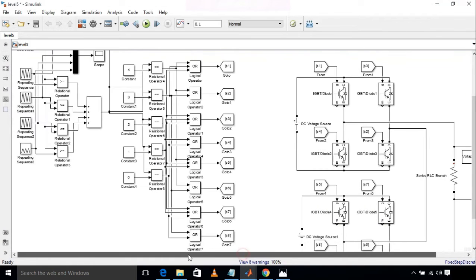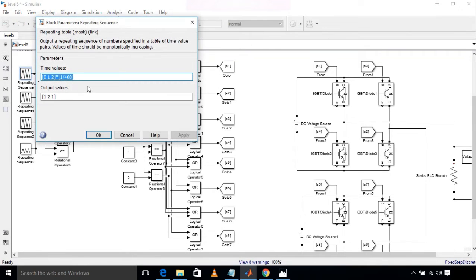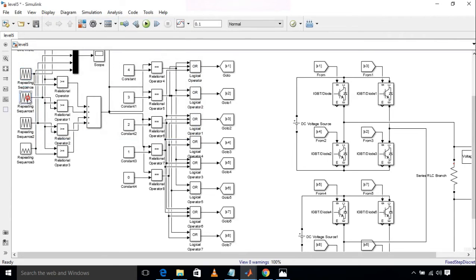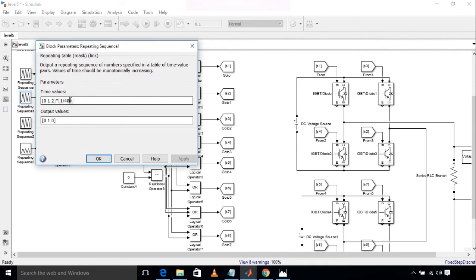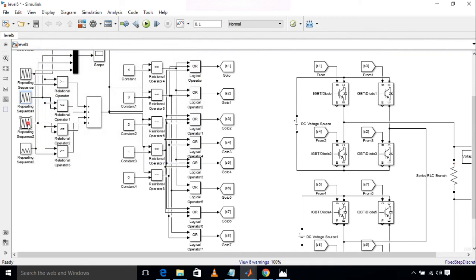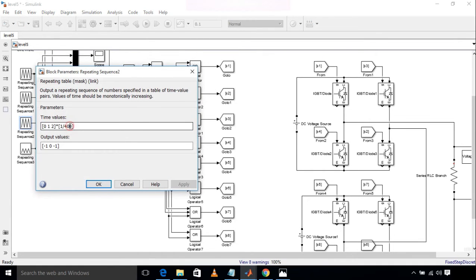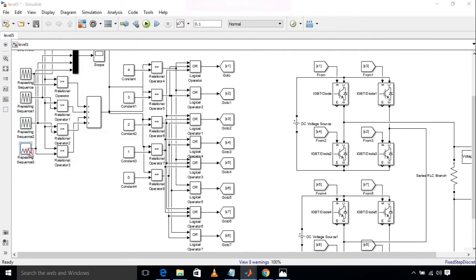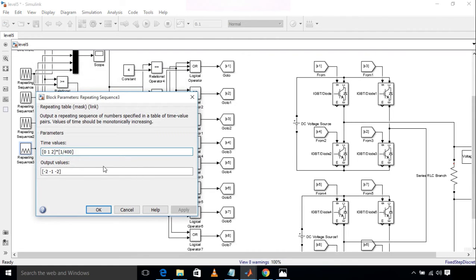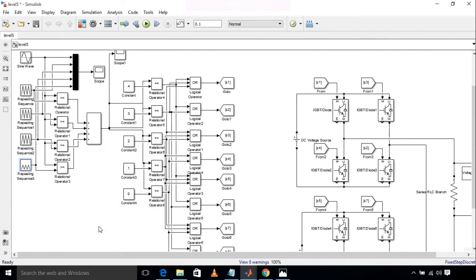So here I give the switching frequency as 200 Hz. Just give it 2 kHz. And already I had discussed how to give this switching frequency or how to generate this triangular wave from the repeating sequence in my PWM generation video. You can watch it. So we are giving the switching frequency as 2 kHz.